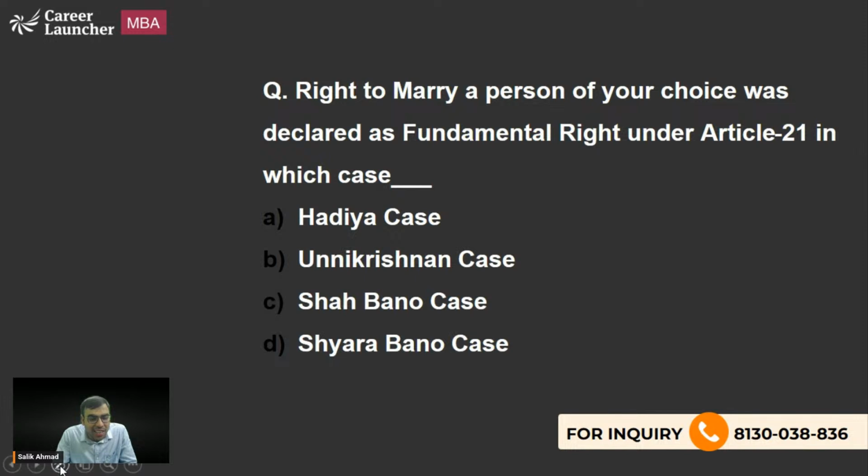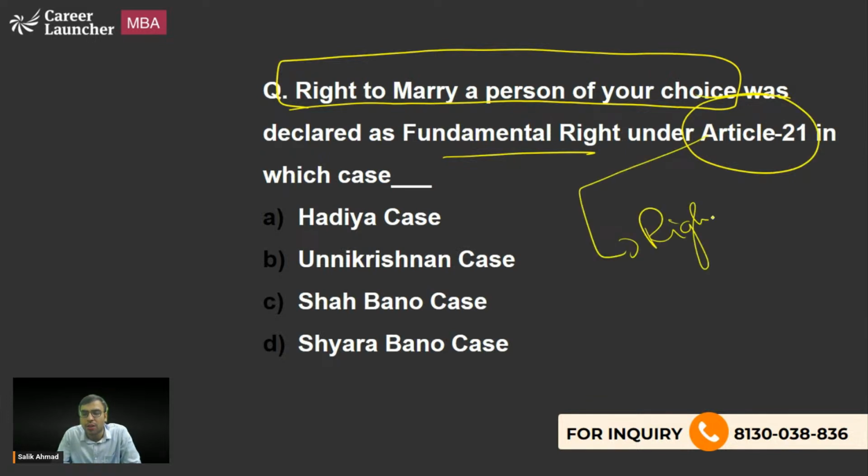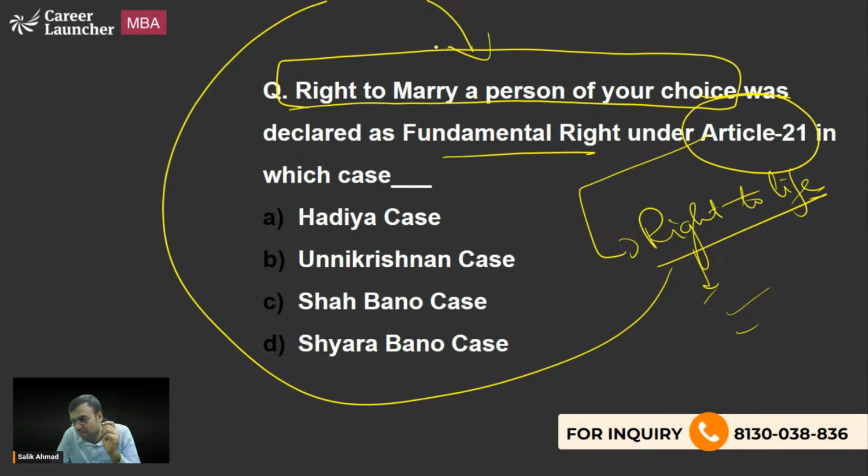हाँ, then another, ये भी कई बार एग्जाम में पूछा है. Right to marry a person of your own choice was declared as fundamental right under Article 21. So I've told you Article 21 talks about right to life. So it also means right to life also means right to privacy. Right to life also means right to clean air, clean water, proper health care. Right to life also means right to marry a person of your own choice. This was also declared as fundamental right by Supreme Court in which case? Please tell me. Batao.